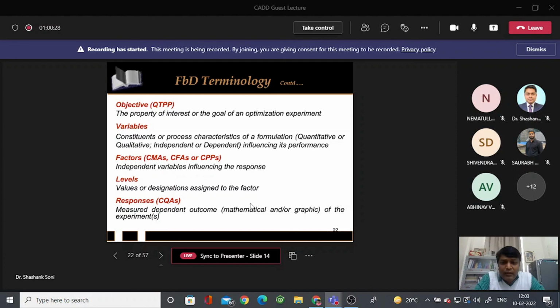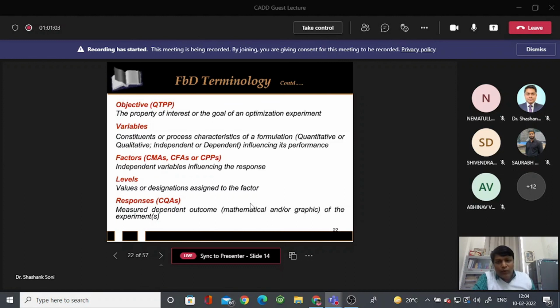Levels. What are levels? Values or designations assigned to the factor. For example, you are using the binder from the percentage of 1.5 to 3.5%. These are the two levels. You are using the disintegrant from percentage of 2 to 5%. These are the lower limit and upper limit. Lower limit 2% we will code as -1. And 5% we will code as +1. Okay, these are the levels of the various factors.